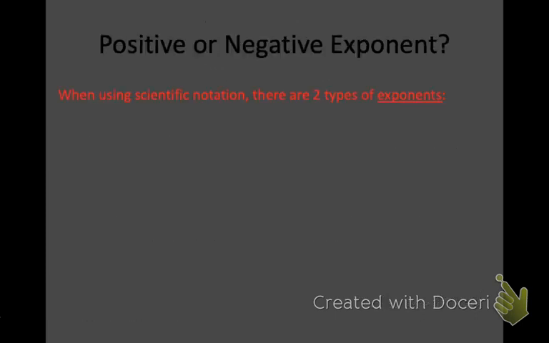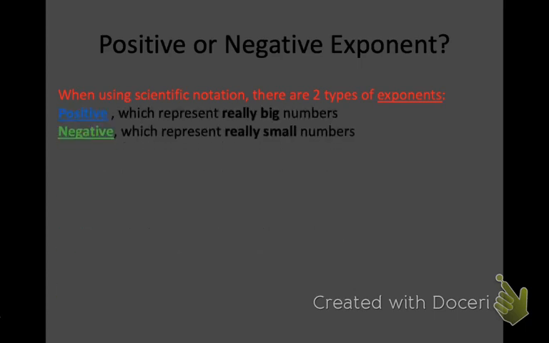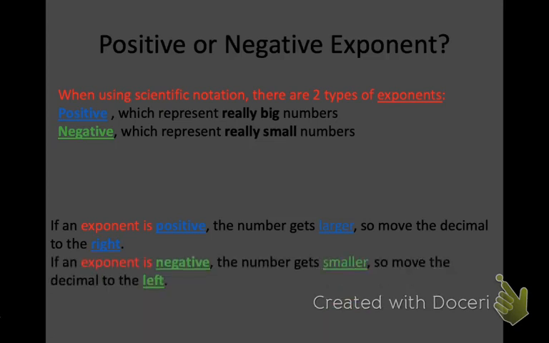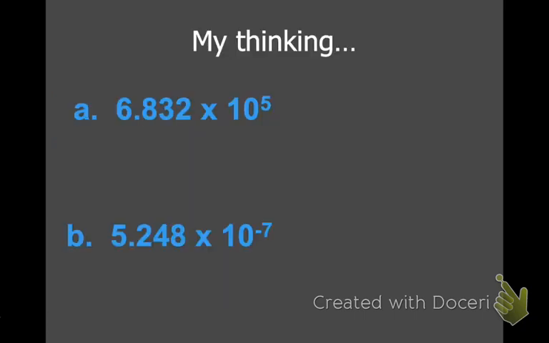So when using scientific notation, there are two types of exponents. Positive, which represent really, really big numbers, and negative, which represent really, really small numbers. If an exponent is positive, a number gets larger, so your decimal's moving to the right. If an exponent is negative, the number is getting smaller, so the decimal is moving to the left. Okay, so make sure you are writing that down. This is going to be really important for later.